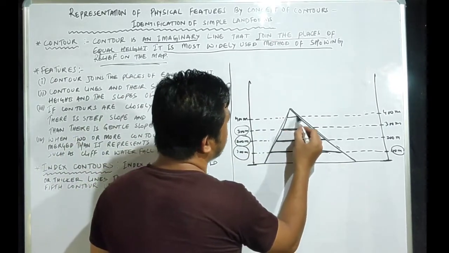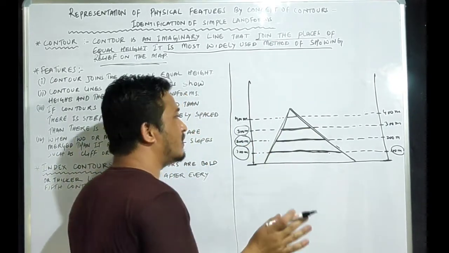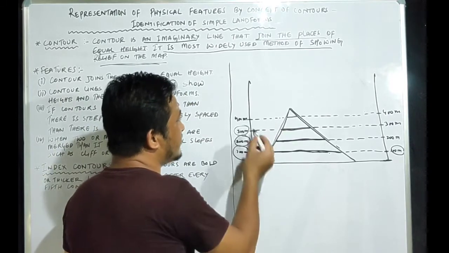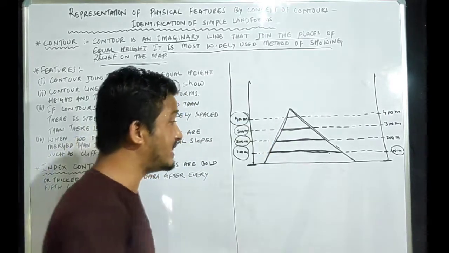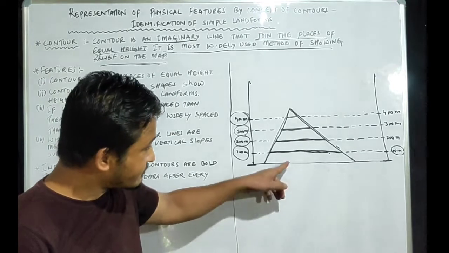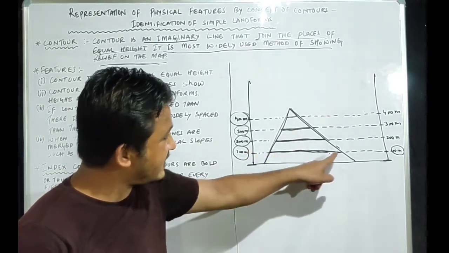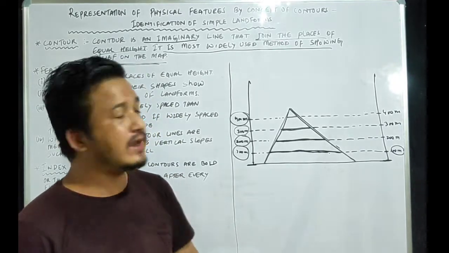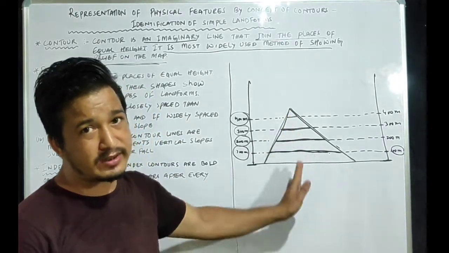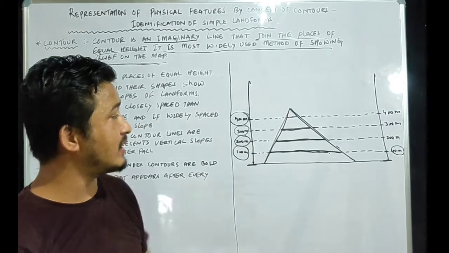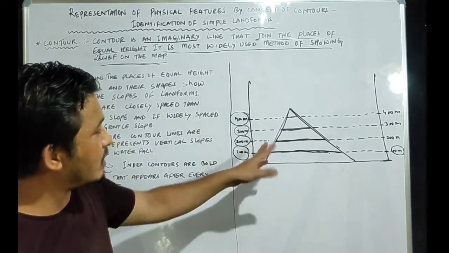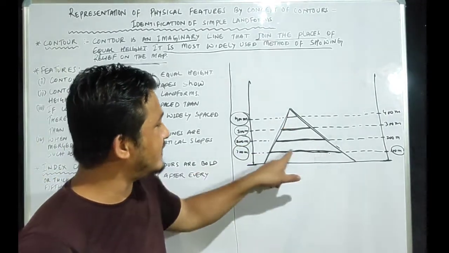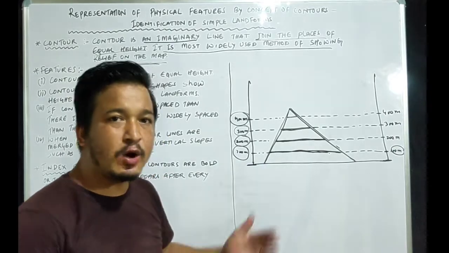Similarly, places on this line have equal height, that is 400 meters above the sea level. Okay. So now these places we have to show with the help of contour lines. But these are not contour lines. Now how to show the places of this height on the contours?